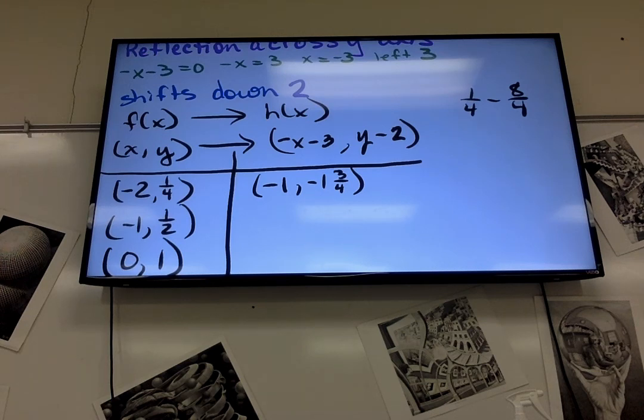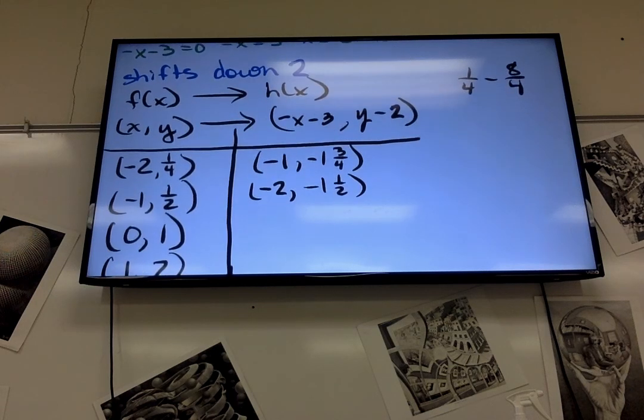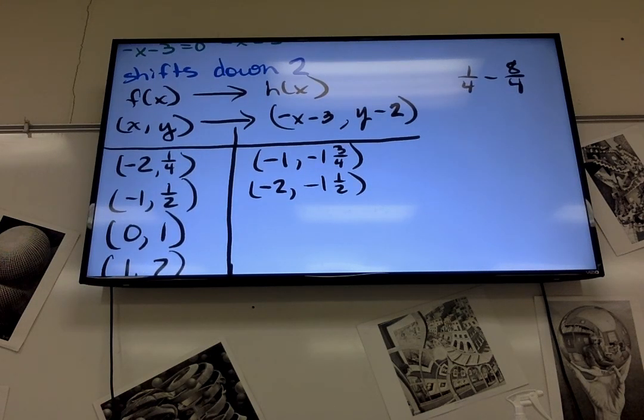Okay, the next one, if I plugged in negative 1, it would be positive 1 minus 3, which is negative 2. And what's the y coordinate? Negative 3 halves. Yep. Good. If we plug in 0, that one's 0 minus 3, so that's negative 3. And if we plug in 1, 1 minus 2 is negative 1.